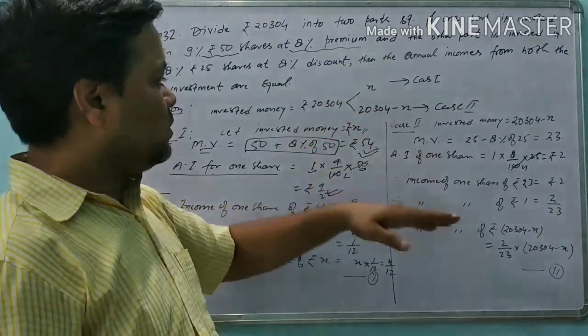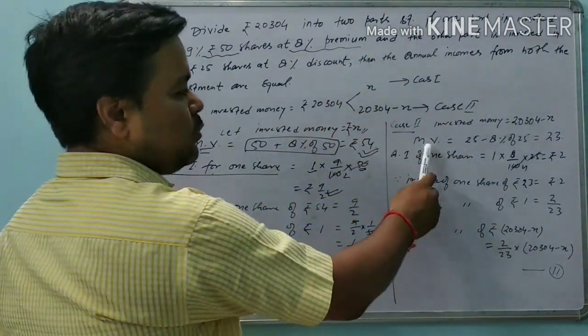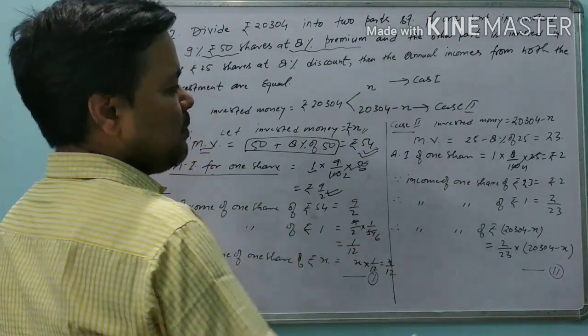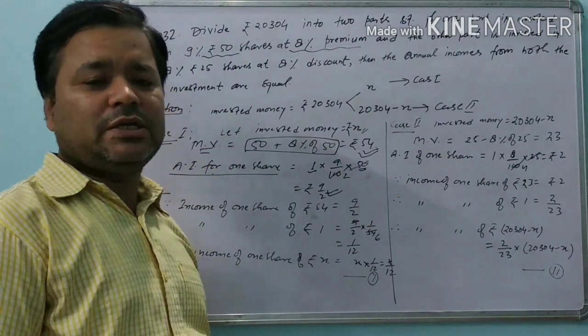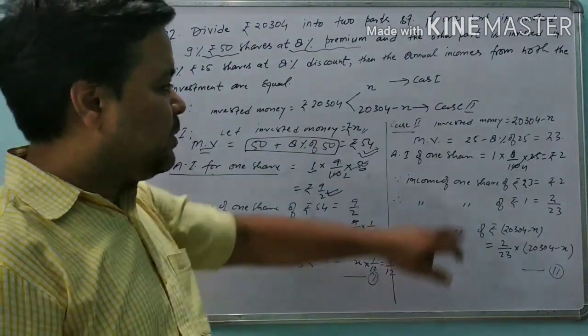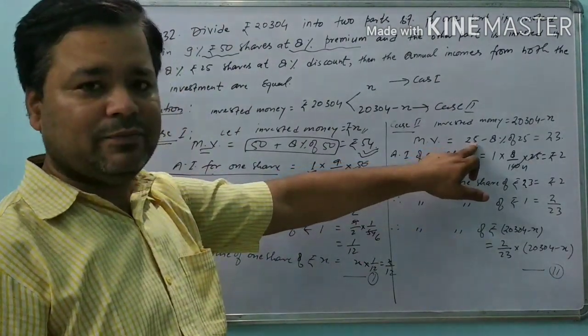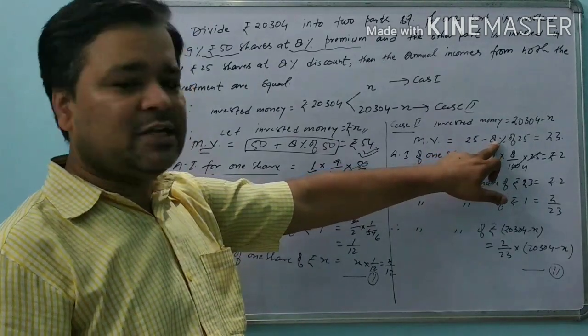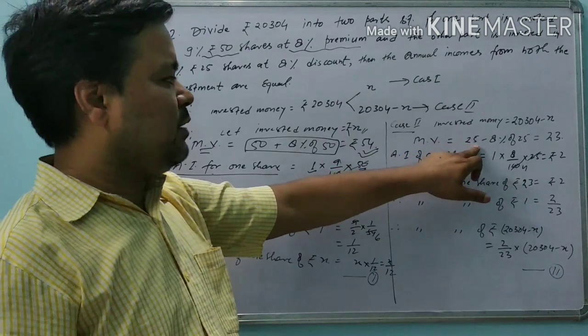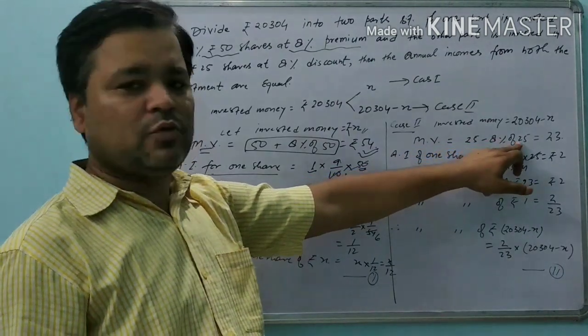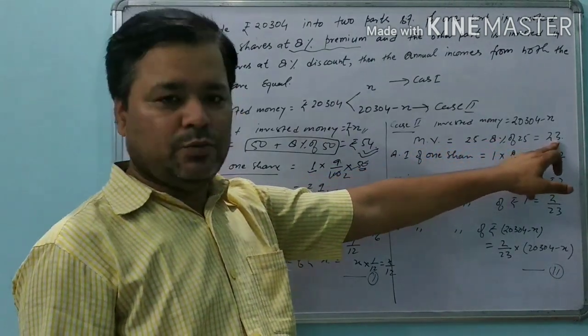And according to the question, the market value of the second company is 25 minus 8% of 25. Now the question is, why am I doing it this way? Because the face value is 25 and the discount is 8%. Therefore, here the market value is 25 minus 8% of 25, that will be 23 rupees.